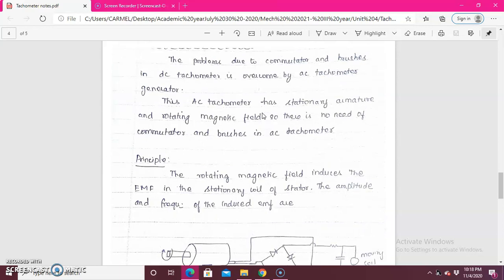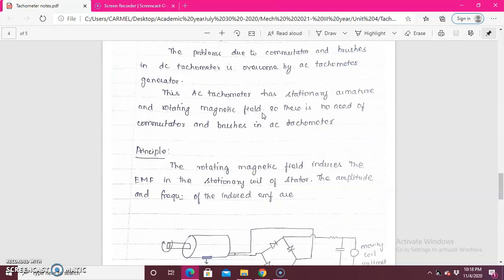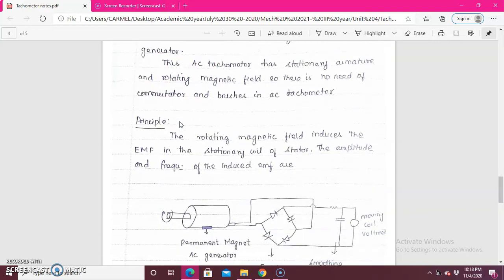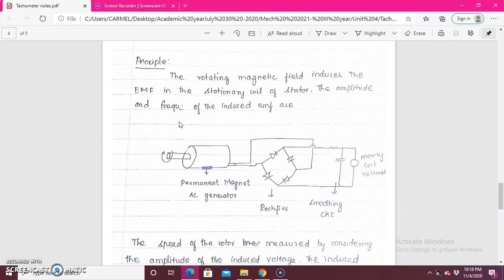The next one is the AC tachogenerator. What is an AC tachogenerator? The problem due to the commutator and brushes of the DC type is overcome by the AC type. In AC we have a stationary armature and the magnetic field is rotated. In the previous DC type, a commutator and brushes are needed, but here it is not so, because the armature is stationary and the magnetic field is rotated. The principle is that the rotating magnetic field induces the EMF in the stationary coil of the stator. The amplitude and the frequency depend on the induced EMF.